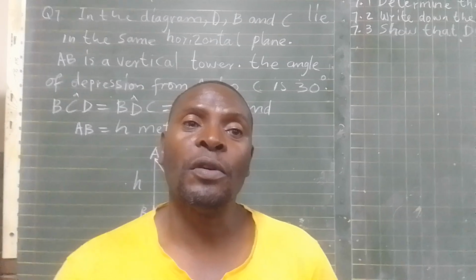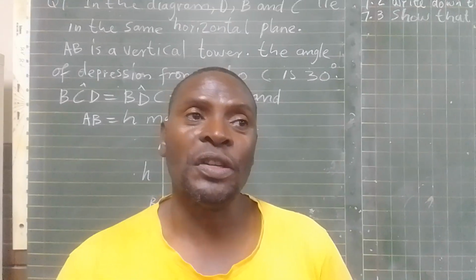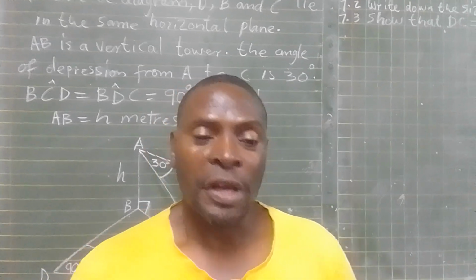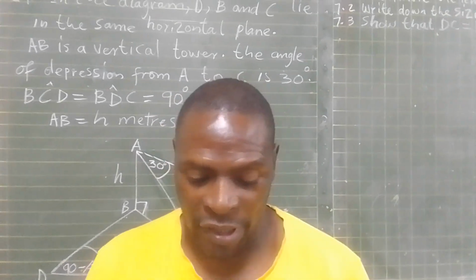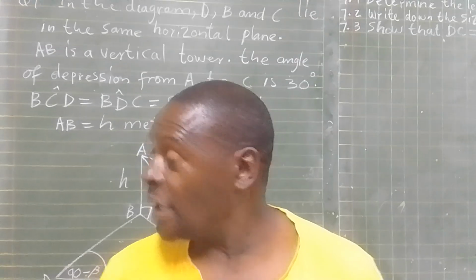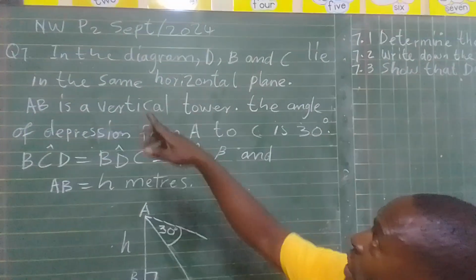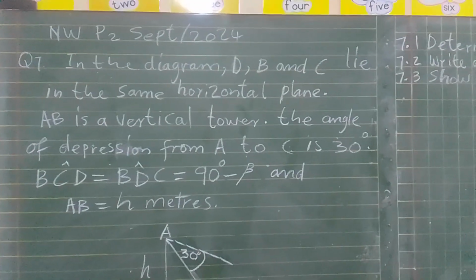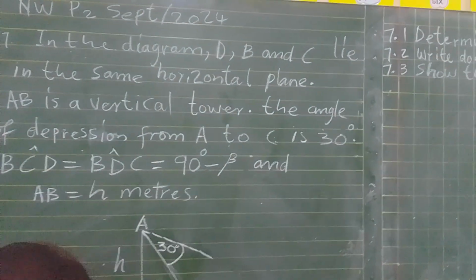We are preparing for the final examination for Matric 2024. Today we are going to do Paper 2, which is taken from Northwest Paper 2, September 2024. It's question 7. It reads as follows.